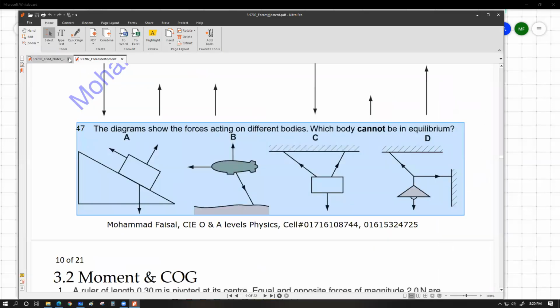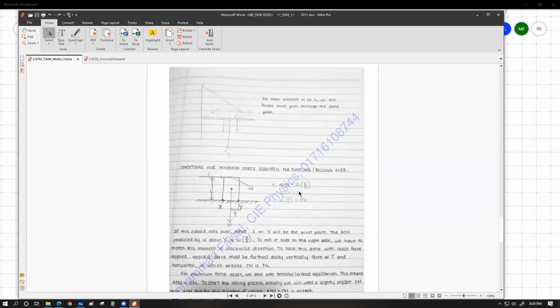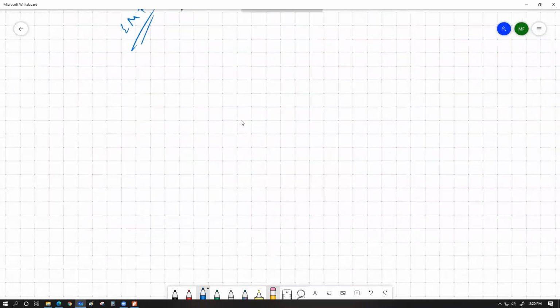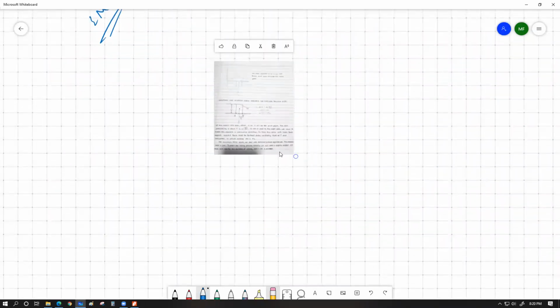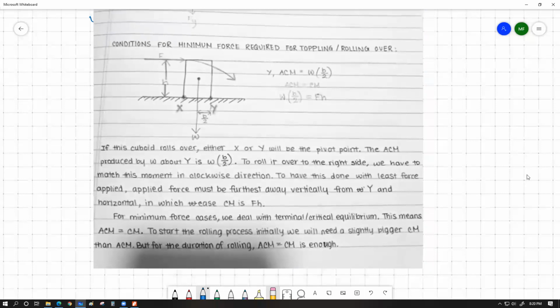Next, the situation we have in the class notes is the condition for minimum force required for toppling or rolling over. Let me copy this from here and show it. Have a look at this one. Conditions for minimum force required for toppling or rolling over.